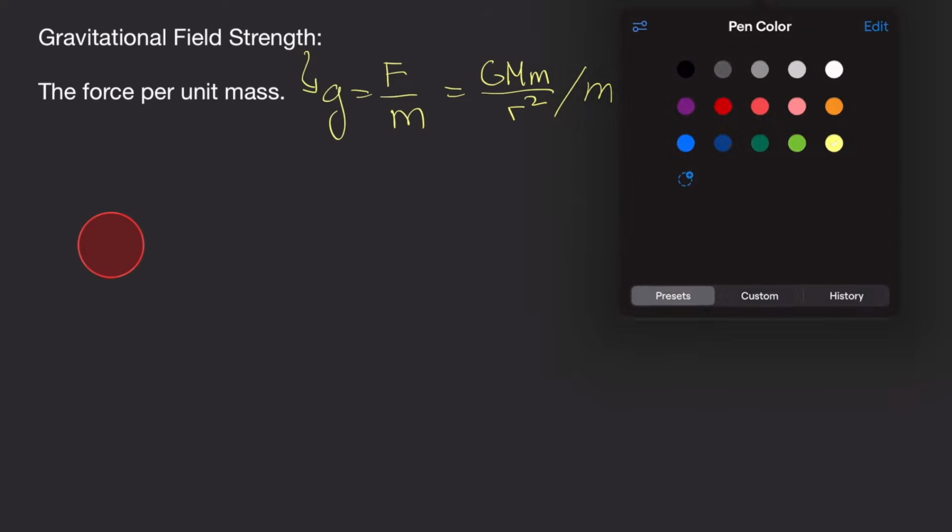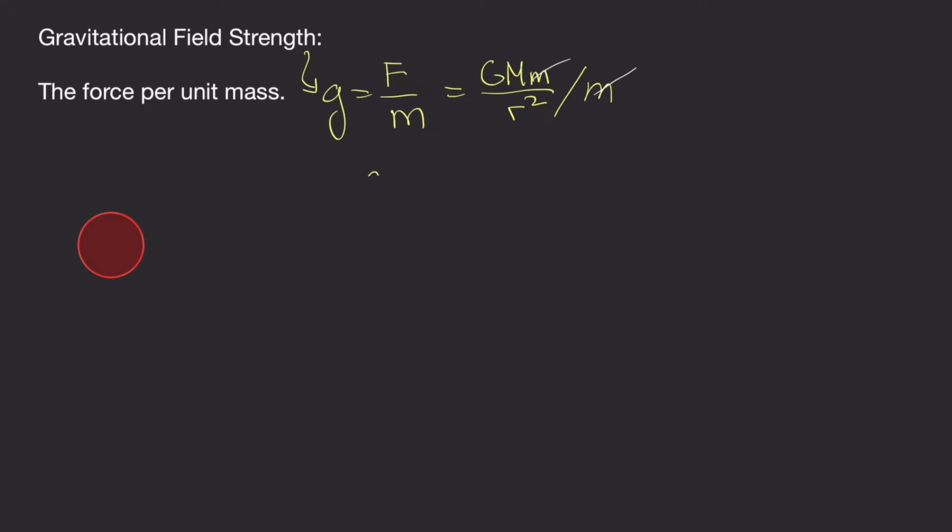On to gravitational field strength. This is defined as the force per unit mass. Mathematically, we can say that g, which is our gravitational field strength, is equal to force per unit mass. Because the force is equal to GMm divided by r squared, this here is just the force. If we were to divide this by the mass, these are actually going to cancel. What we're left with is our equation, g is equal to GM divided by r squared.